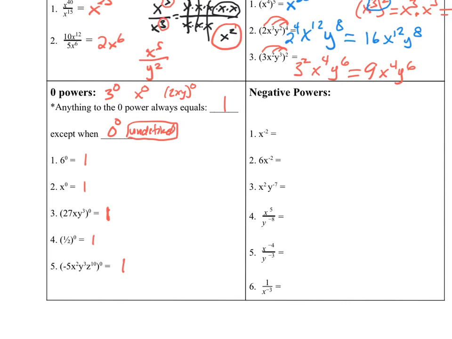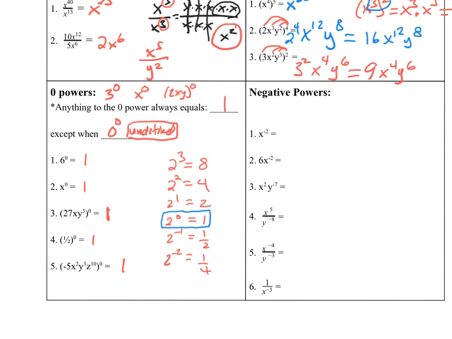If you want to know why, you could look at this: 2 to the third is 2 times 2 times 2, which is 8. 2 to the second is 4. 2 to the first is 2. Notice all of these are cutting in half. So 2 to the 0 is 1. And then 2 to the negative 1 is 1/2 because we keep cutting in half, etc. 2 to the negative 2 is 1/4. So to keep that pattern uniform, with any number as the base, anything to the 0 is always 1. Okay?